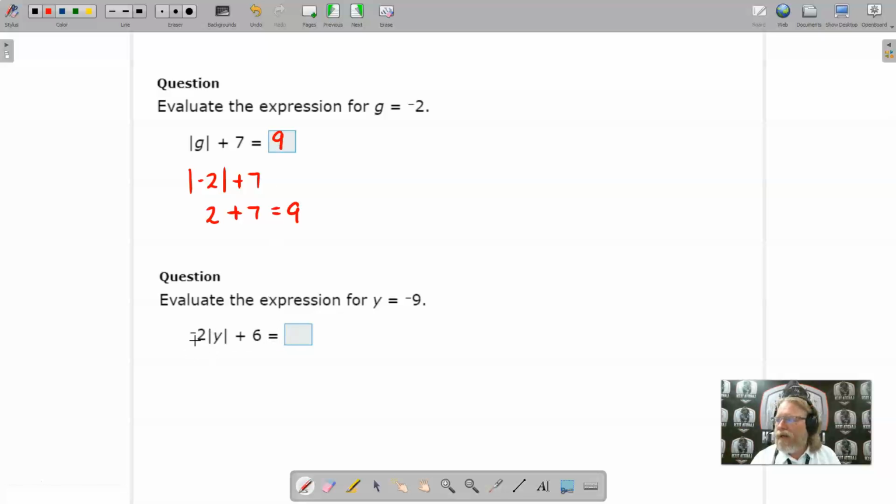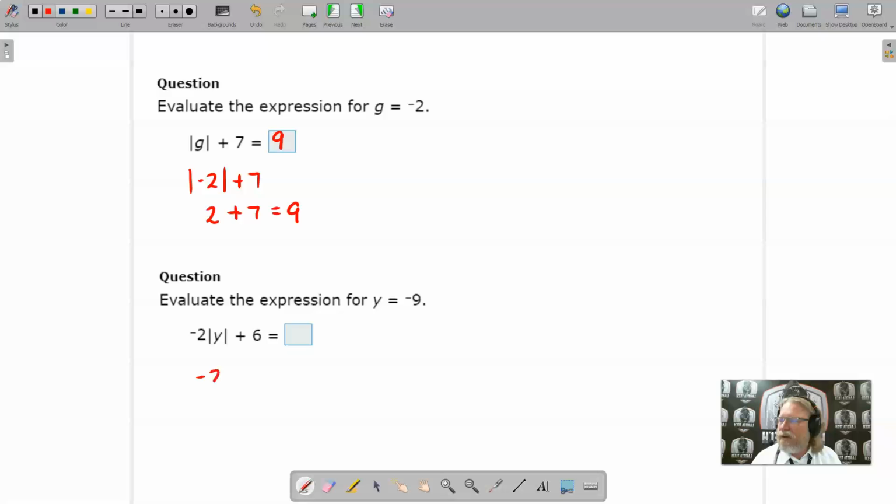On this next one, you'll see that there is no operation sign here between the -2 and the absolute value. So we know that this is multiplication. So I know that I need to take -2 and multiply it times the absolute value of y. In this case, y is -9. And then, after I do the multiplication, then I can do the addition. All about order of operations, right?